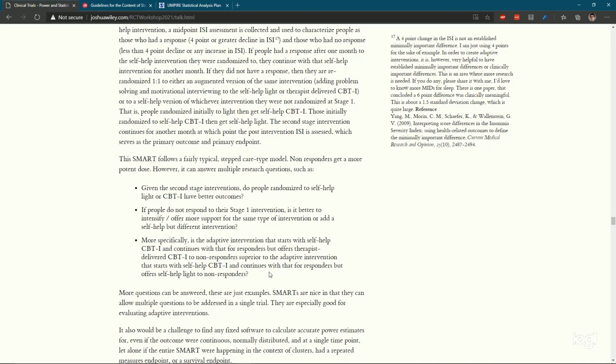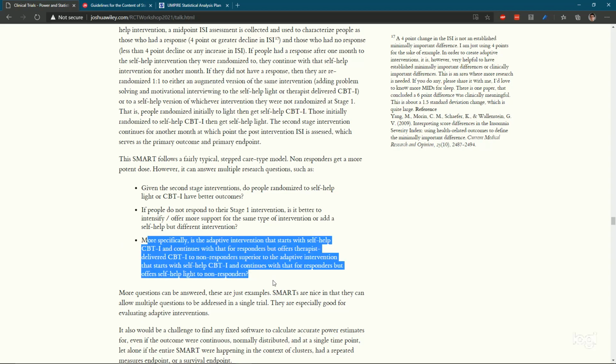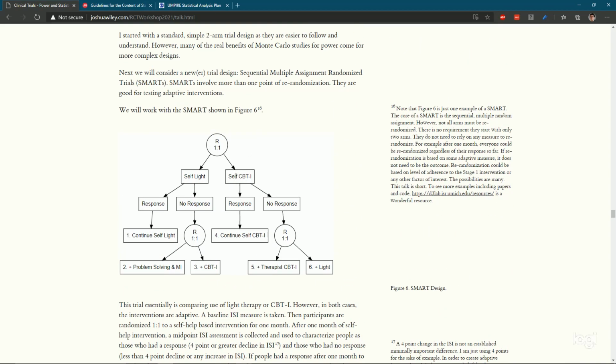More specifically, you can also ask, is the adaptive intervention that starts with self-help CBTI and continues with that for responders, but offers therapist-delivered CBTI to non-responders, superior to the adaptive intervention that starts with self-help CBTI and continues with that for responders, but offers self-help light to non-responders? So this is now a much more specific question comparing two different possible adaptive intervention programs, right? Start with self-help. If they respond, continue. If they don't respond, give them therapist-delivered CBTI. Start with self-help. If they respond, continue. If they don't respond, add light. Right? Which of those two is a better overall adaptive intervention program?